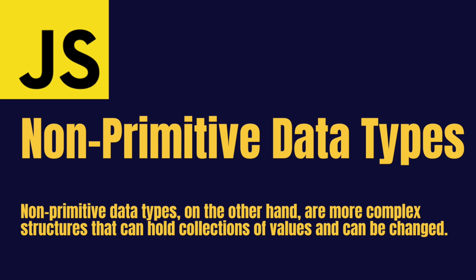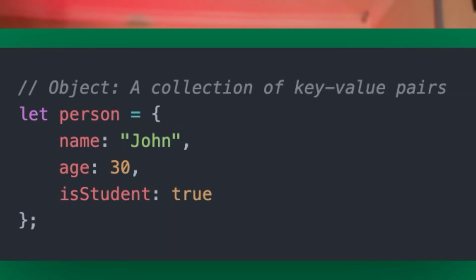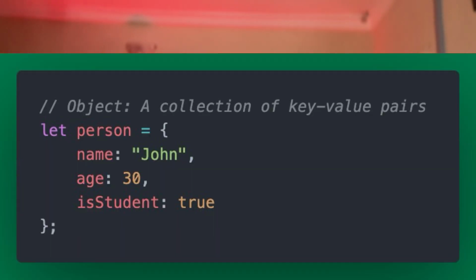For example, an object is a collection of key-value pairs. So in an object, you would usually have a key and a value. For example, let person equals name: John. Name is the key and John is the value. Age: 30, age is the key, 30 is the value. isStudent: false. isStudent is the key, false is the value.